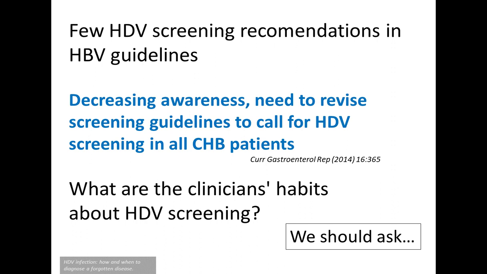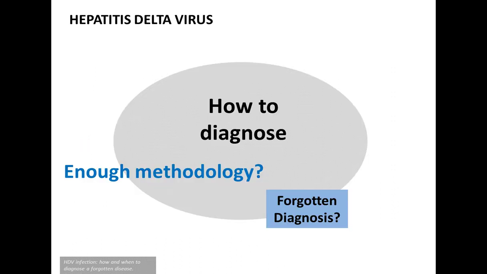So, in this context, with few recommendations, what are the clinician habits about hepatitis Delta virus screening? We think that we should ask clinicians about it in order to know if they are aware enough about the Delta virus infection. So the second question is how to diagnose the Delta virus infection. Do we have available enough methodology to do it?